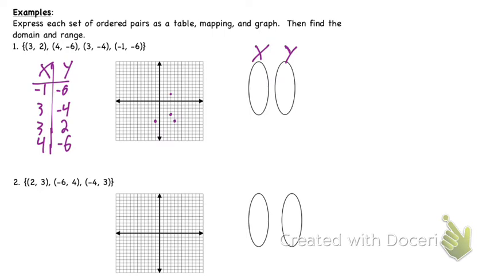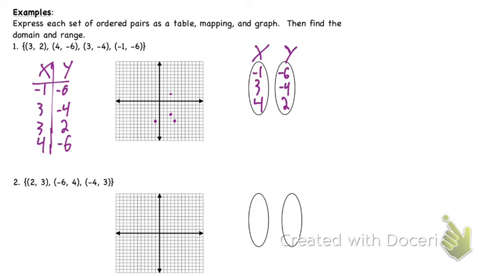The mapping diagram, can anyone help me fill in the x's on the mapping diagram? Okay, go ahead, Abby. -1, 3, and 4. We don't repeat the 3. Very good, okay. Then help me with the y on the mapping diagram. Okay, Abby. -6, -4, 2. Very good. -6, -4, 2, least to greatest, only repeating once.